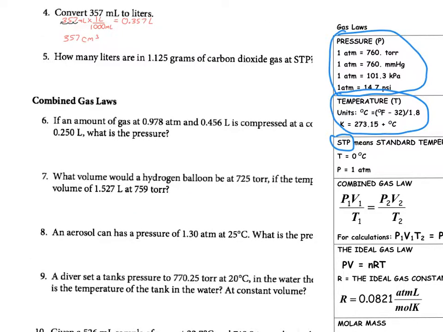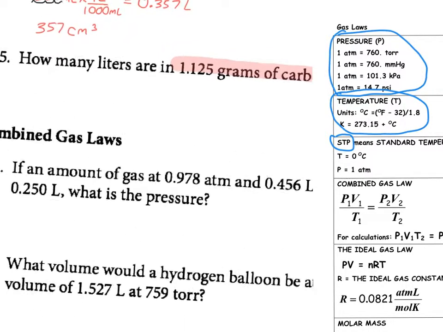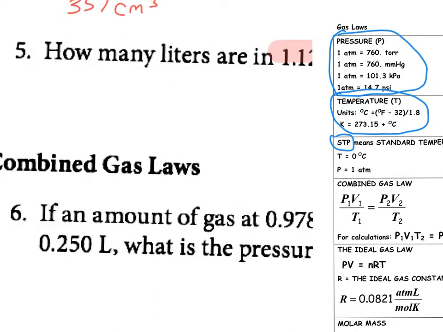So then in the last calculation that we're going to look at, how many liters are in 1.125 grams of carbon dioxide at STP? So that's important. We're looking at a condition of STP. I'm starting off with my 1.125 grams, and carbon dioxide, of course, is CO2. What I want to do first is convert that to moles. So I'm going to use the molar mass of carbon dioxide.